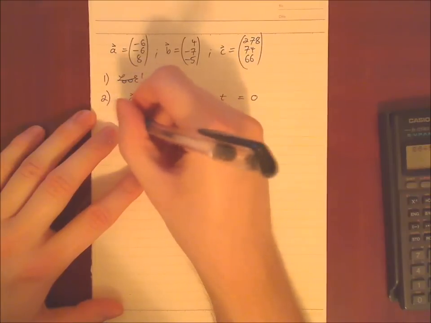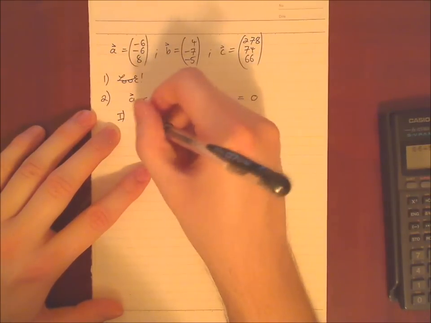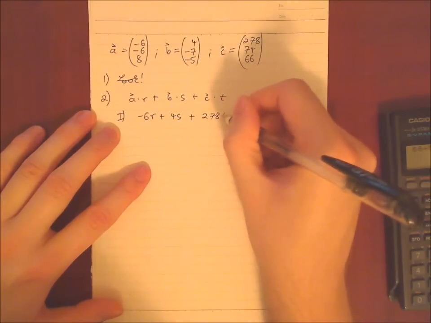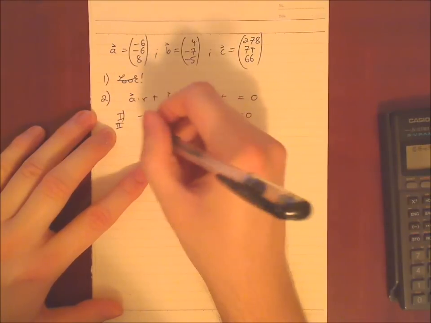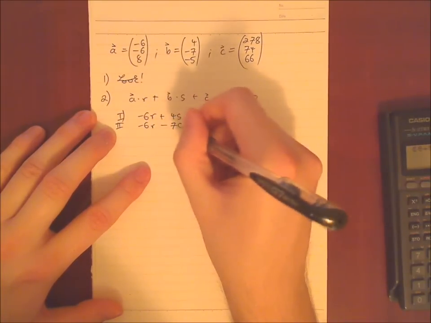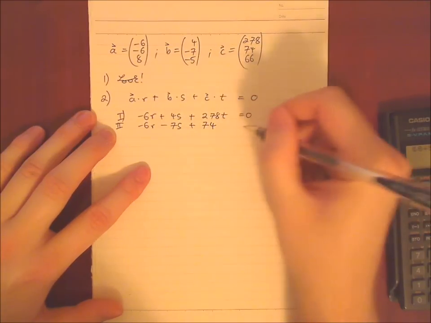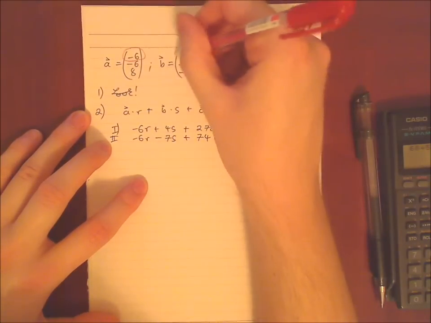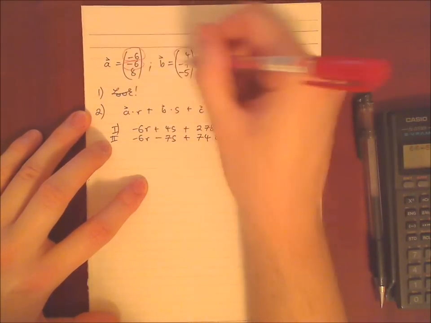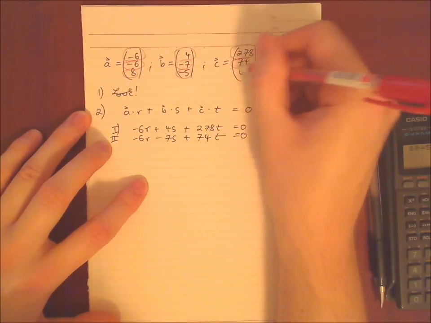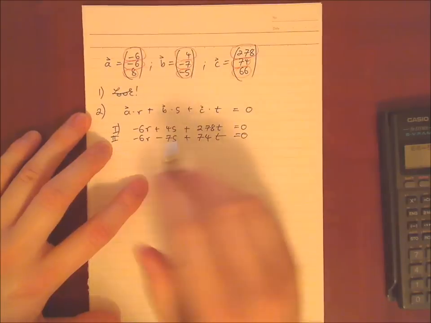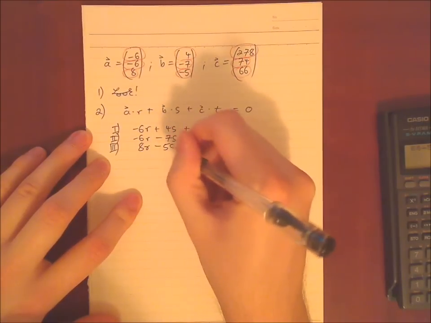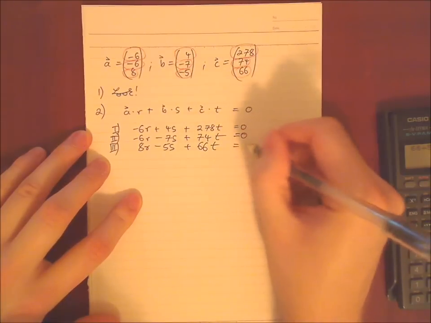Then we can write down our equations. Minus 6r plus 4s plus 278t equals 0. Second one, minus 6r minus 7s plus 74t equals 0. So what I do is just take the first components for the first row, second components for the second row, third components for the third row. So third equation, 8r minus 5s plus 66t equals 0.